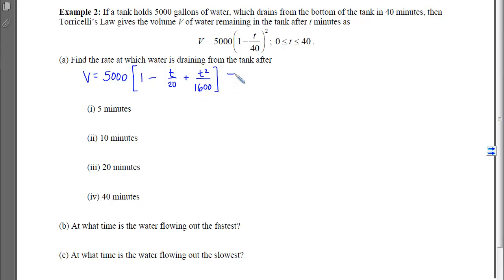So if I want to get the derivative, I can move through the constant and then multiply by the derivative of the inside. Well, the 1 as a constant disappears. This would be a negative 1 over 20, and the next one will be 2 over 1600, which is 1 over 800, times t. So we want this to now be our v prime, and we want to evaluate it at 4 different times. So to do that, we're going to put this v prime into our y editor. That way it'll be really easy to plug things in.